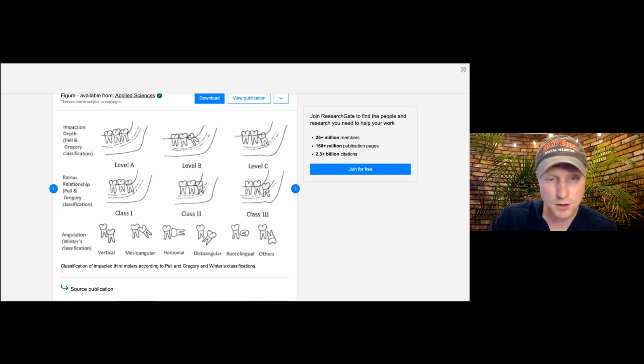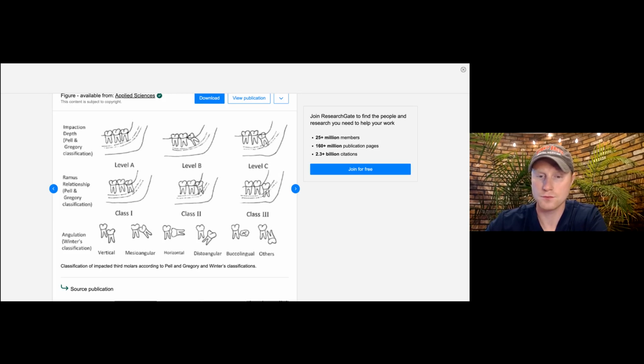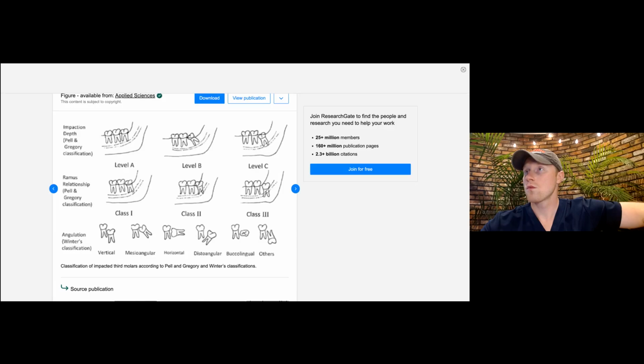Okay, let's go into the next question. Dr. G is serving up the next course for this 25-year-old male with a symptomatic, distoangular, partial bony impacted left mandibular third molar, apex 2 millimeters from the IAN canal. Question 2. Winter's classification. Classify this impaction using Winter's system. Distoangular.